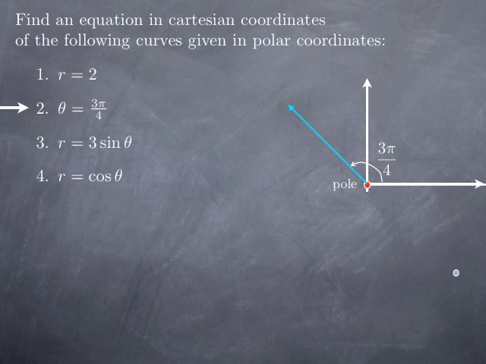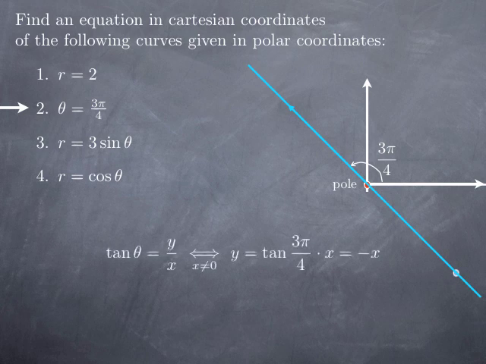In other words, theta equals 3 pi over 4 is a line through the origin that is determined by this angle 3 pi over 4 that the line makes with the positive x-axis. Now what is its Cartesian equation? We know that tangent of the angle theta is y over x, at least for x non-zero, and that means y is tangent 3 pi over 4 multiplied by x. And tangent 3 pi over 4 is negative 1, so we get the equation of line y equals negative x. This is the line through the origin of slope negative 1.